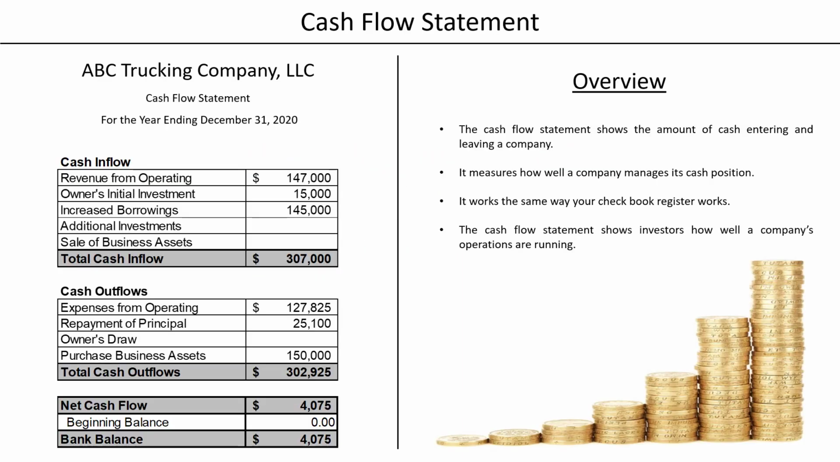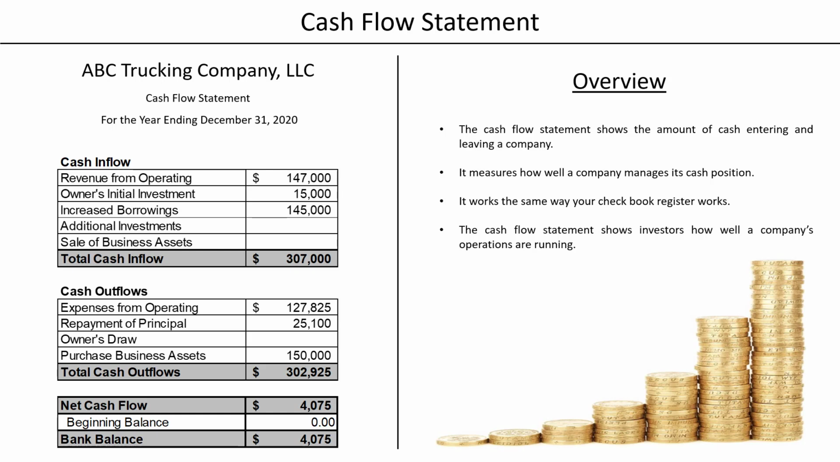All right, so let's take a look at the cash flow statement for the ABC Trucking Company. Let's start with the cash inflows, which shows all the money coming into the business. The revenue from operating represents all the money received from the customers. The owner's initial investment is what the owner contributed when the business started, and increased borrowings are the proceeds from the business loan. This gives them a total of $307,000 in cash inflow.